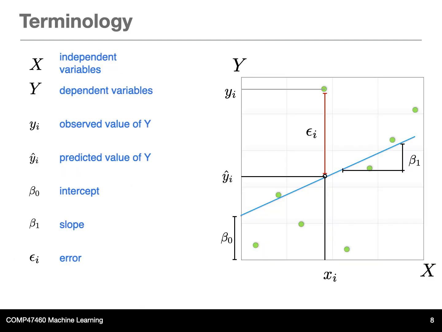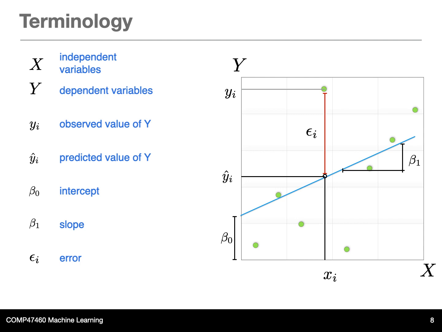Now these terms will crop up over and over again in the lecture, so it's worth just defining them here in one slide. The independent variables, or the input, we often denote as x. The dependent variables, or the output, are usually denoted by y. For any one point, we have an input value xi and an observed value yi. So again, the index i is telling us which particular point we mean.